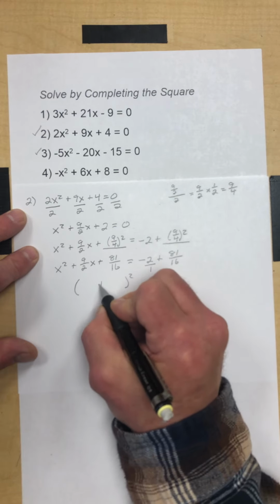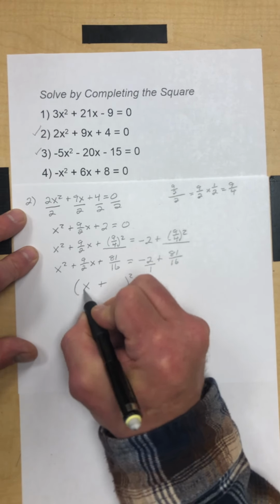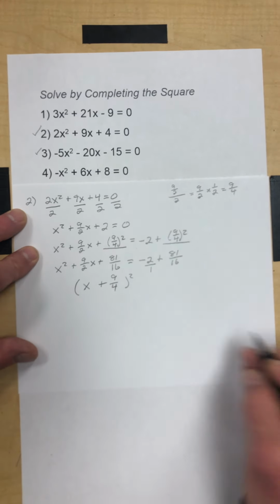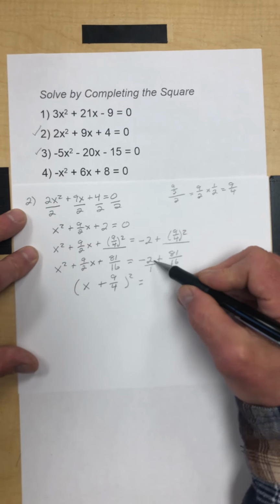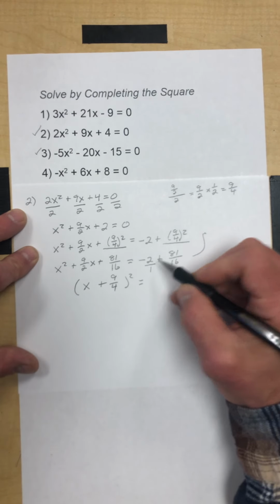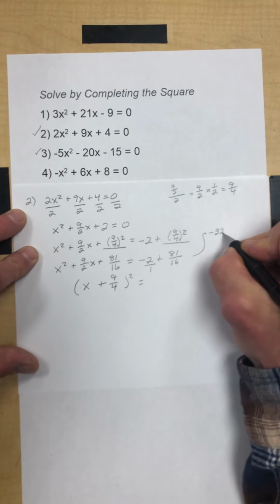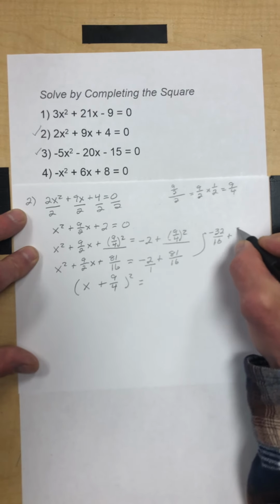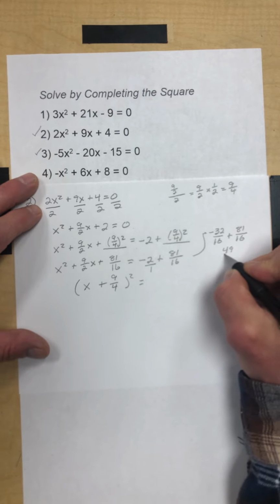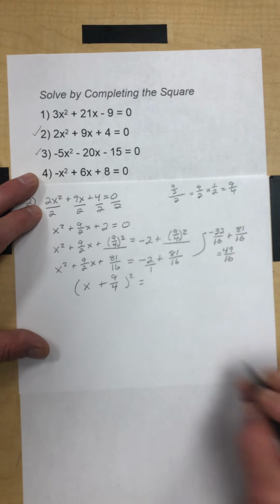Bring down the sign of the middle term, so that's plus. Square root of x squared is x. The square root of 81/16 is 9/4. And this guy over here, I'm going to have to multiply above and below by 16. So when I multiply above and below by 16, I get a negative 32/16 plus 81/16. I want to make sure I don't get that wrong when I add them together. 81 minus 32, okay, I'm getting 49/16.